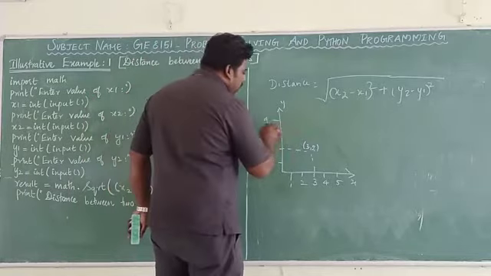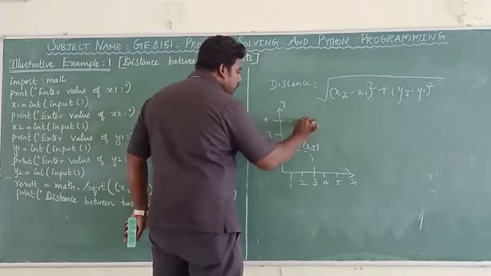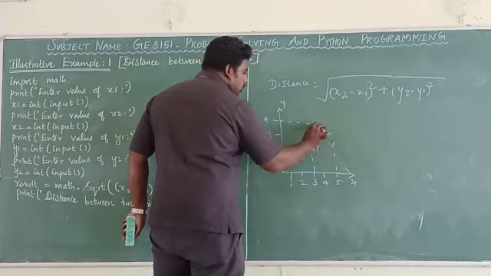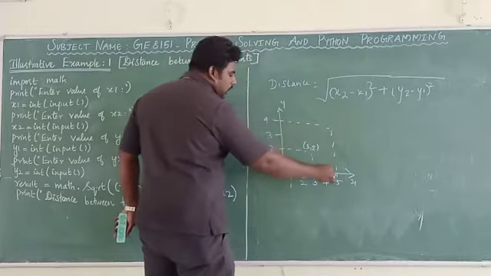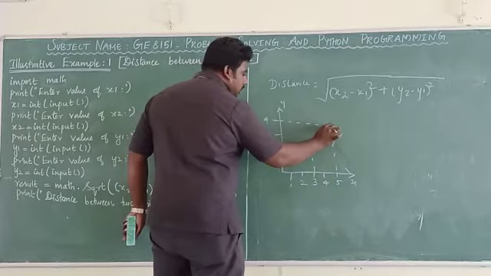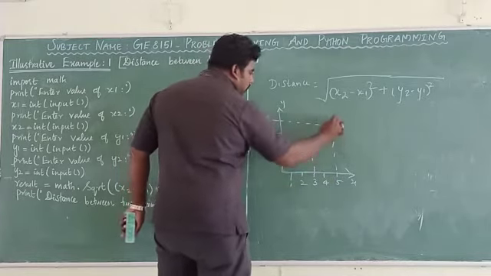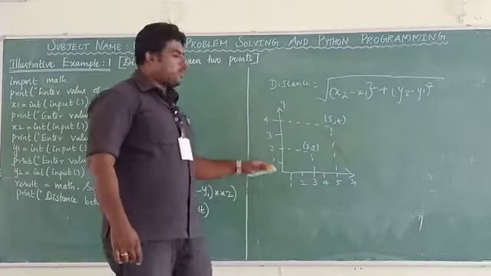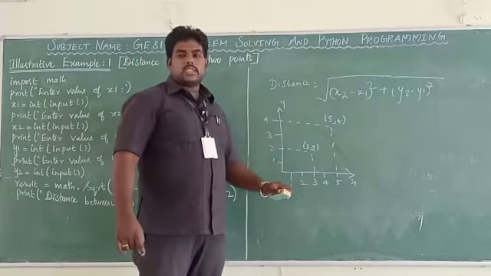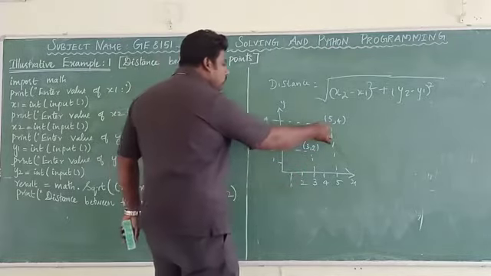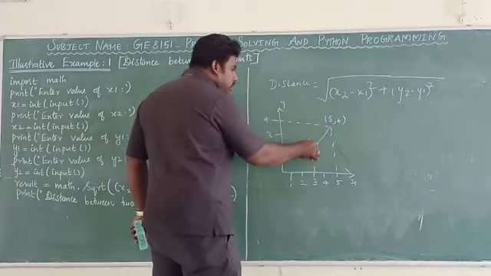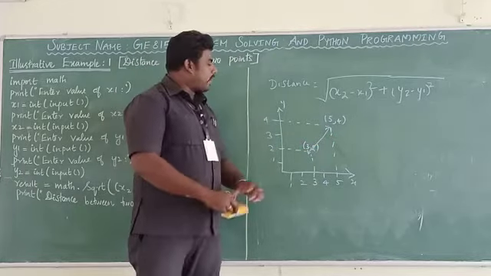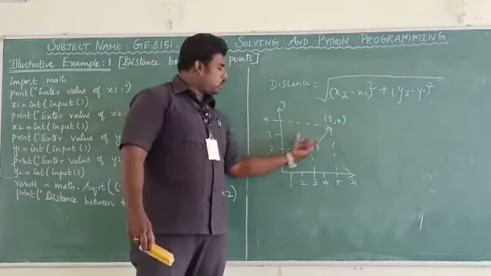Again, I am drawing another line. Here, what's the intersection point? The intersection point is 5, 4. On the x-axis the value is 5, on the y-axis the value is 4. You are going to find the difference between these 2 points, from this point to this point.